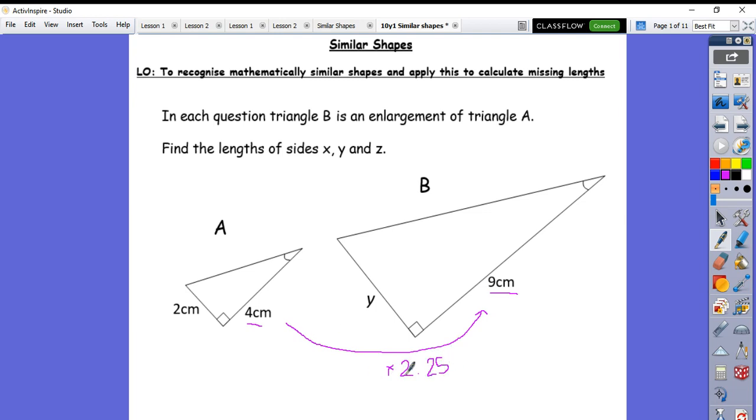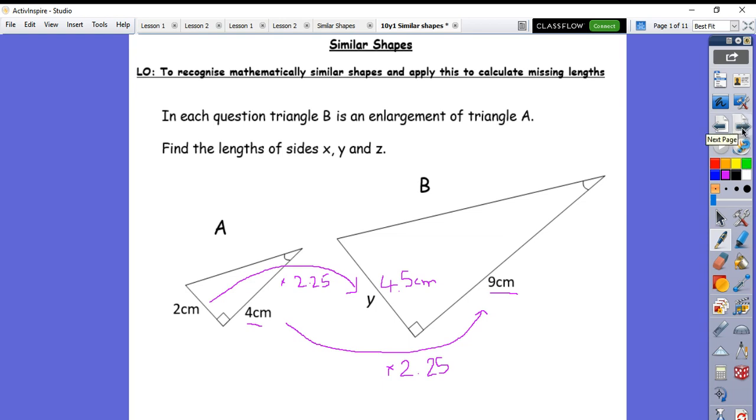Okay, so 4 multiplied by 2.25 will give me 9 centimetres. Now that I know that, I can use that to find out what Y will be, because 2 multiplied by my scale factor of 2.25 will give me Y. And 2 multiplied by 2.25 will give me 4.5 centimetres.